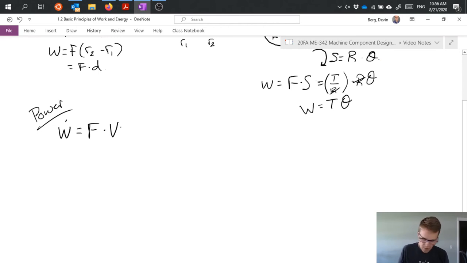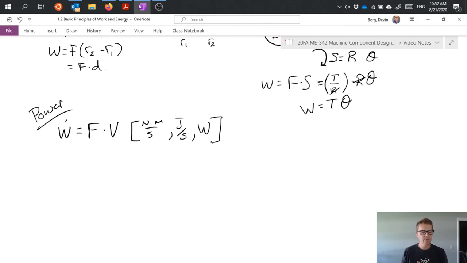So power, then, I can write as FV, which is Newton meters per second. That's the same thing as joules per second. Joules are just another name for the unit, Newton meters. And of course, that would also be watts. Now, watts are the primary unit for power in SI. If we're talking about American engineering units, we'd be talking about horsepower.